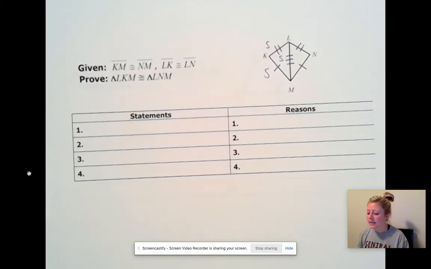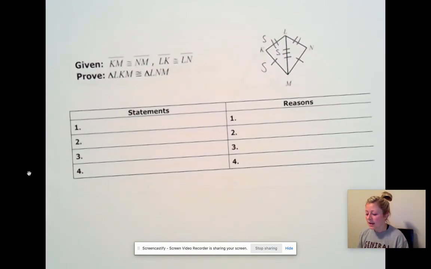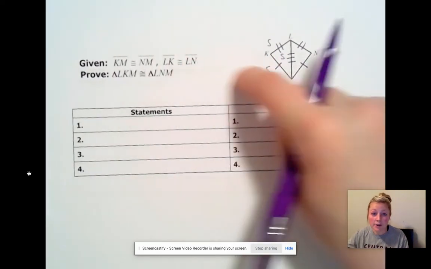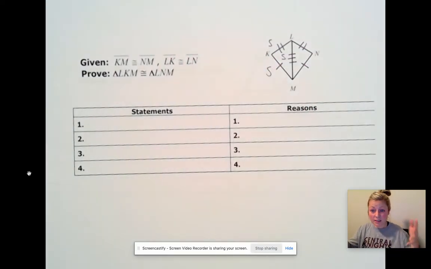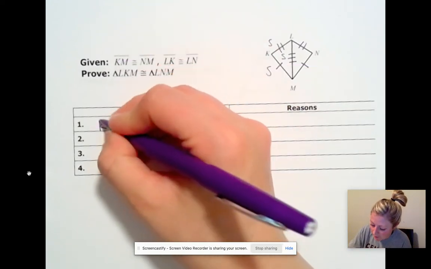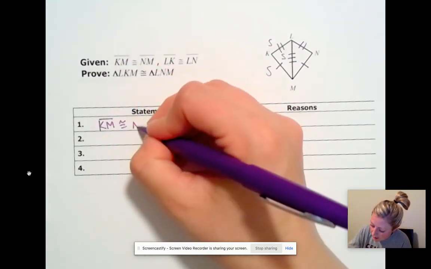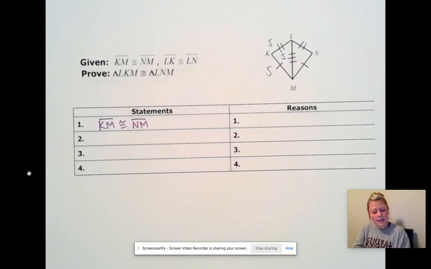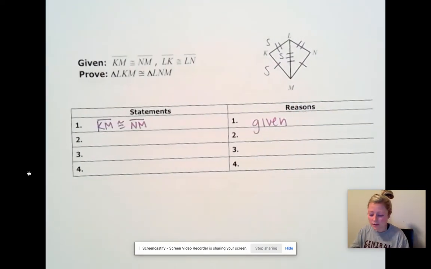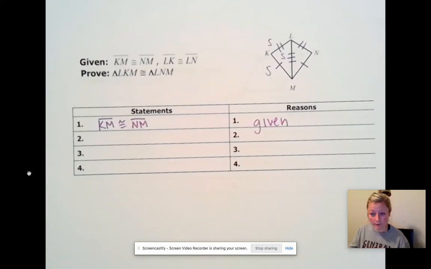So what's easy? If you're taking a test or quiz or whatever, and if you have no idea how to solve the proof, you'll always get partial credit for writing down your givens. That's your free information. So that's where you start. So I'm going to start with my first given here. KM is congruent to NM. Why did I write that? Well, that's my reason. It's a given. It's a freebie. Like, thank you, whoever made this problem, for giving me that free information. Okay, so that's one thing.